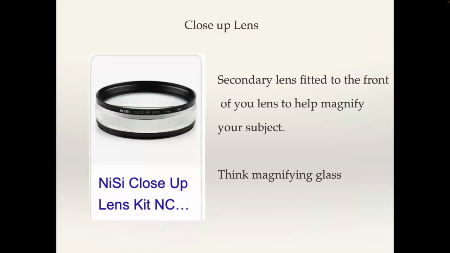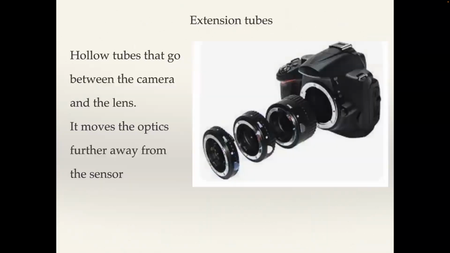So a close-up lens is a secondary lens fitted to the front of your lens to help magnify the subject. Think of putting a magnifying glass or shooting a picture through a magnifying glass. And then extension tubes are just hollow tubes which go between the lens and the camera. And it effectively moves the optics further away from the sensor. So when you do that, you get a different image resolution on the sensor.